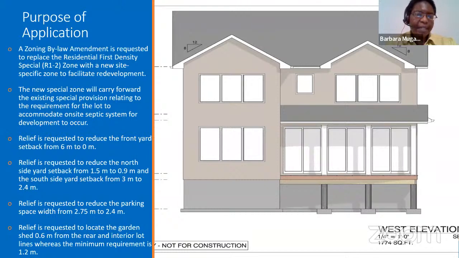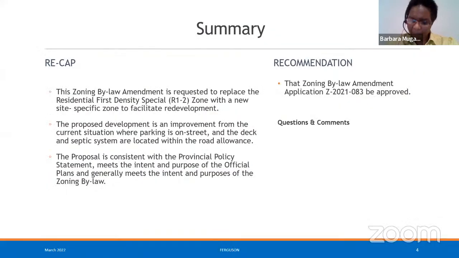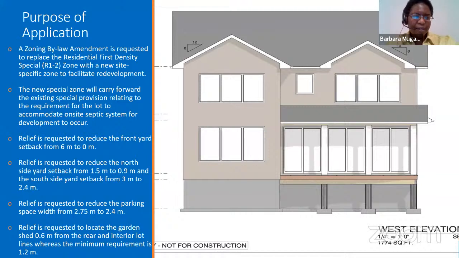The purpose of this application is to allow a new zone for this site to facilitate the redevelopment. The new zone will carry forward existing special provisions which relate to the requirement for the lot to accommodate an on-site septic system for development to occur.